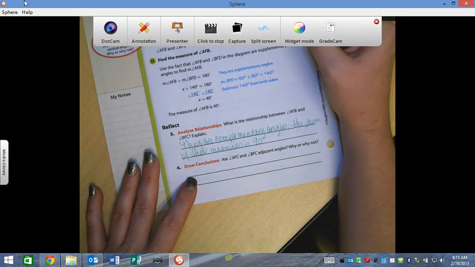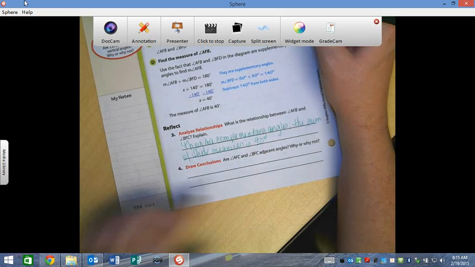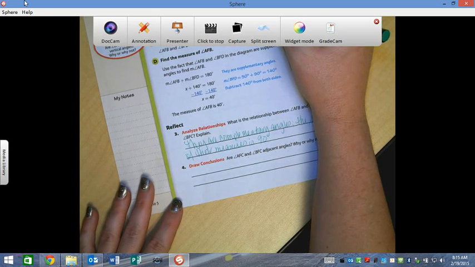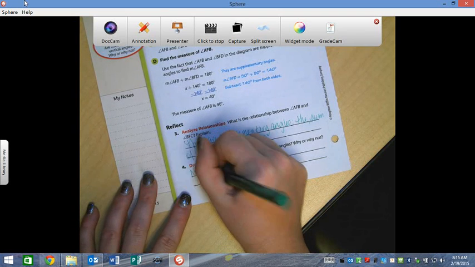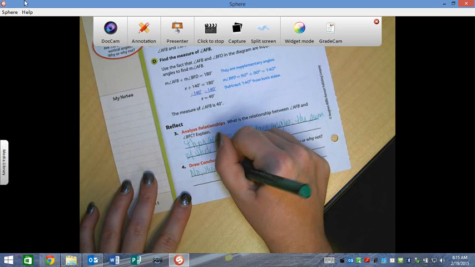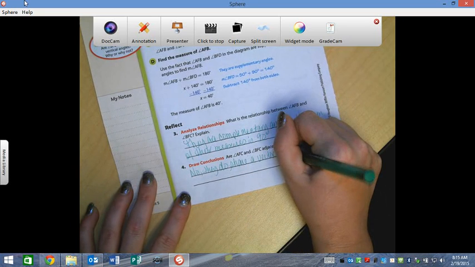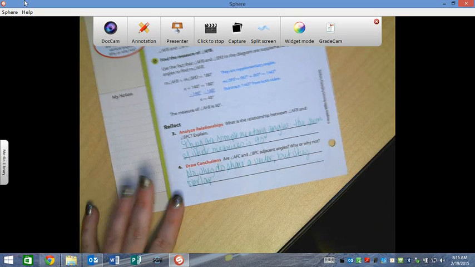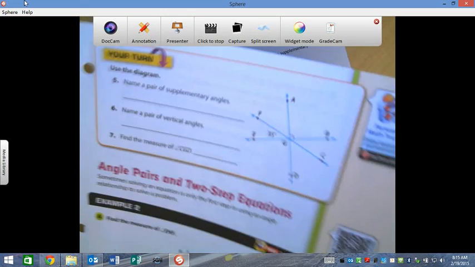So are angle AFC and angle BFC adjacent angles, why or why not? So let's look. We got AFC and BFC. No, these cannot be adjacent angles because even though they share a vertex, they overlap. So you're looking for something along those lines. It doesn't have to be word for word exactly like I said, but something along those lines for sure.